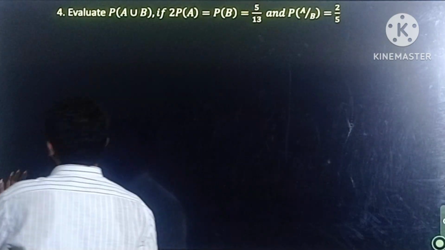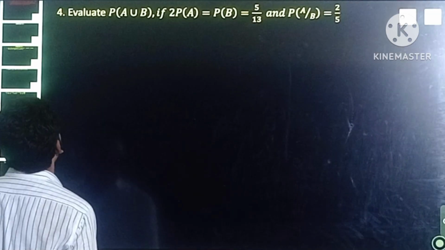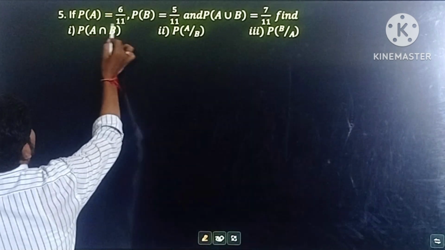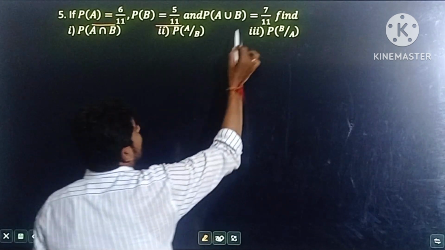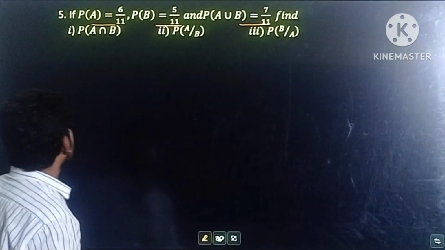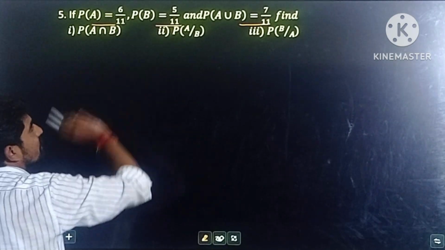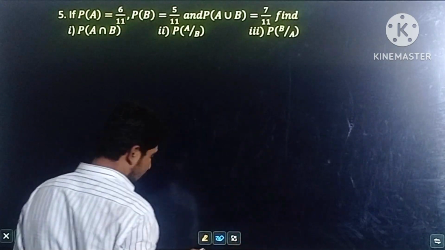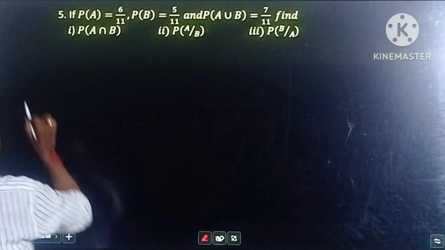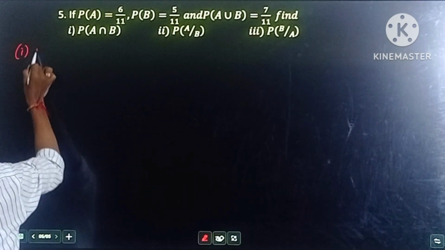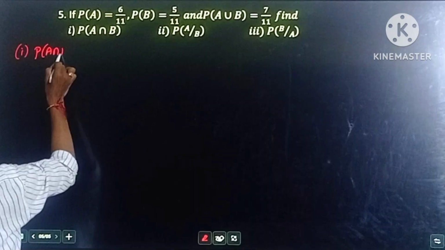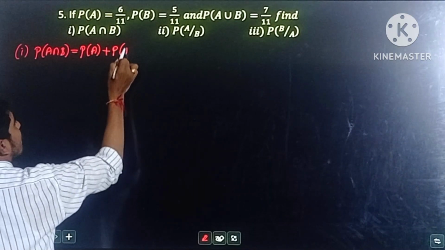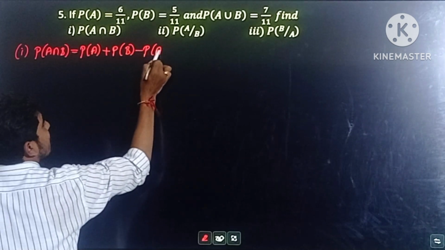Next, let us start the next question. And the next question is, if probability of A is equal to 6 by 11, probability of B is equal to 5 by 11, and probability of A union B is equal to 7 by 11, we need probability of A intersection B, probability of A by B, and probability of B by A. See here, to identify the value of probability of A intersection B, first question, we know that probability of A intersection B is equal to probability of A plus probability of B minus probability of A union B.